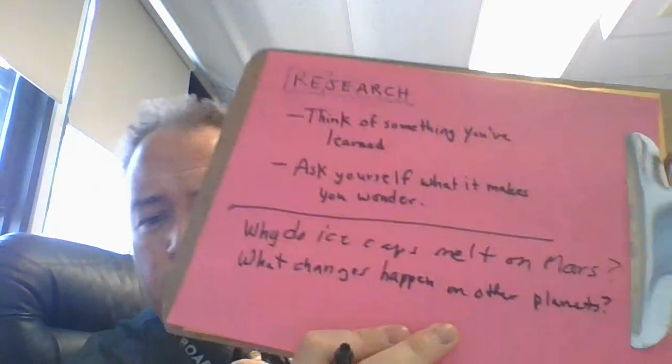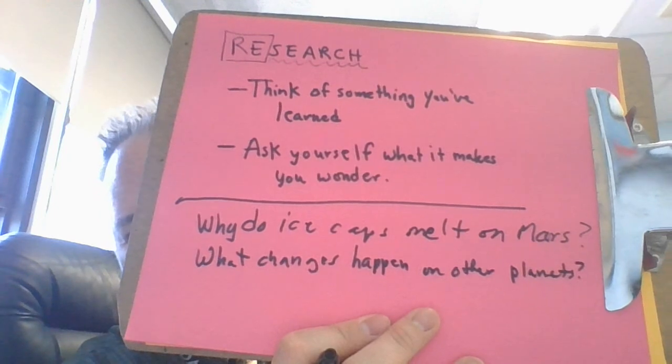It also makes me wonder, do things change on other planets too? What changes happen on other planets? Because I know stuff changes on Earth, and I know stuff changes on Mars. Things must change on other planets too. That can be something that I look for, right?